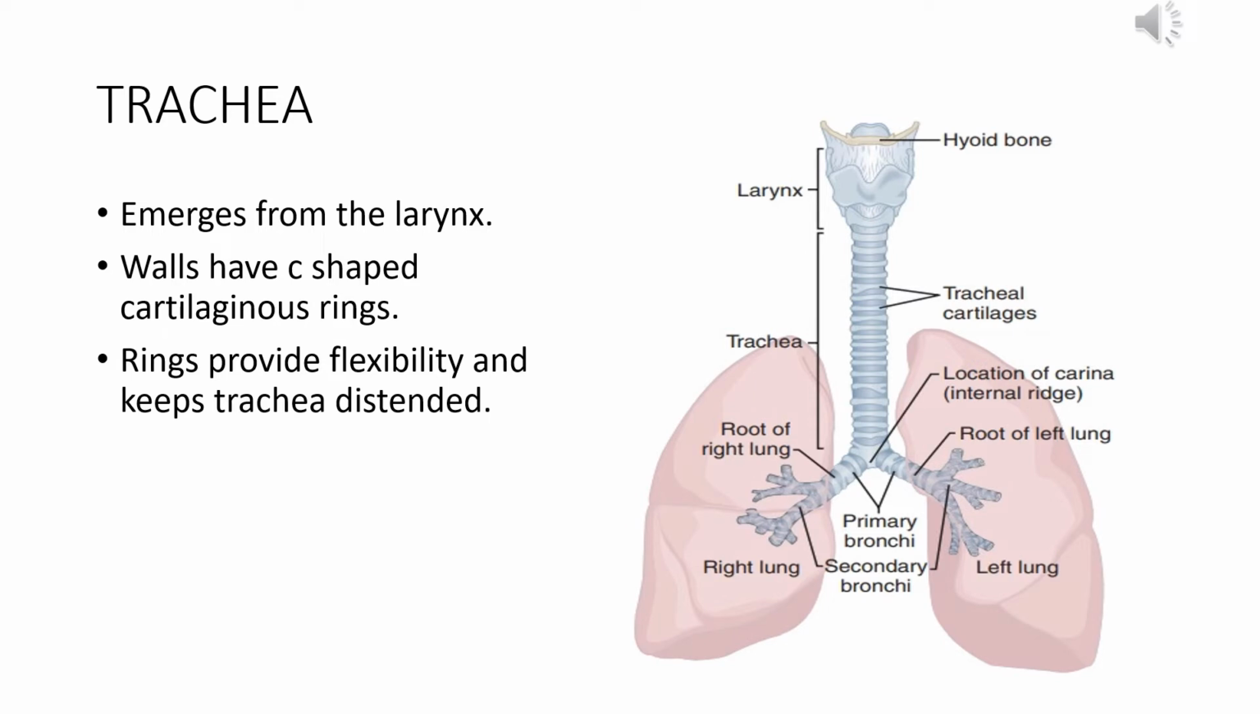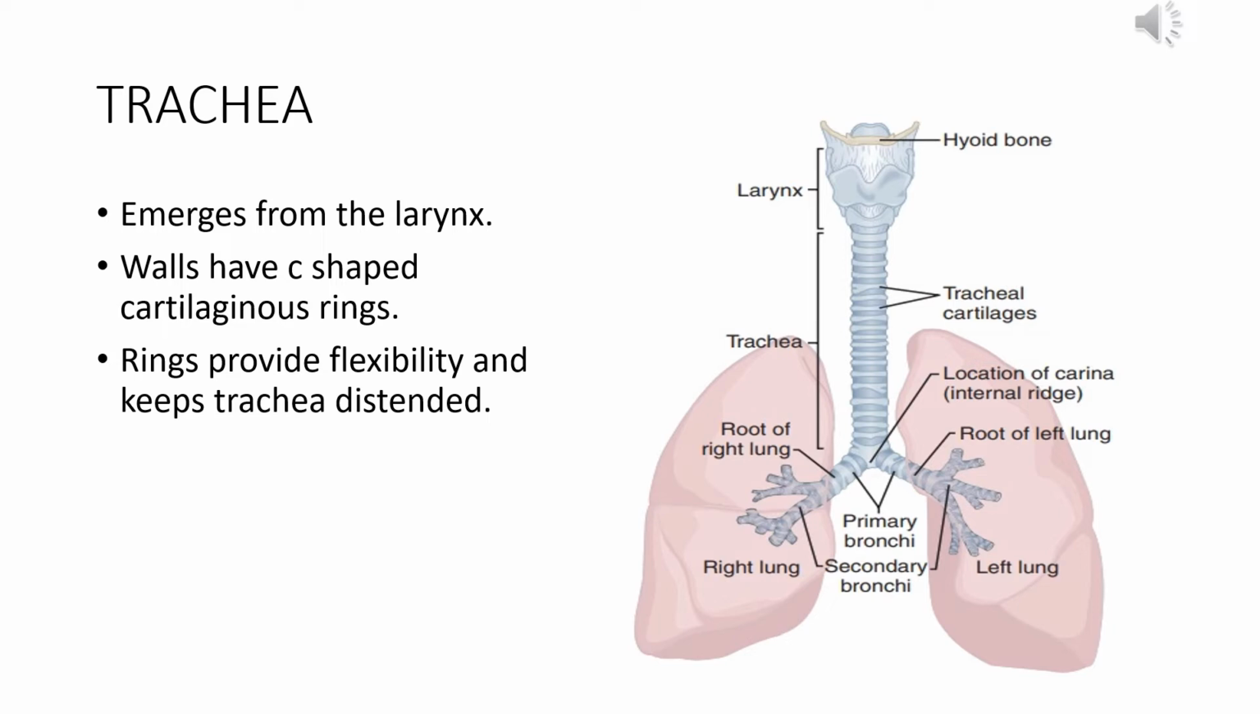After the larynx, the trachea or the windpipe continues downwards up to the lung. The trachea is emerging from the larynx and going down up to the lung. It is just a pipe-like structure through which the air flows in and out.